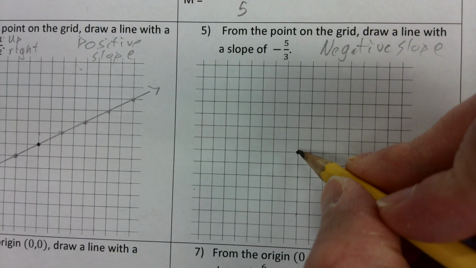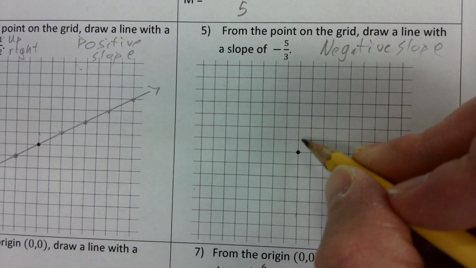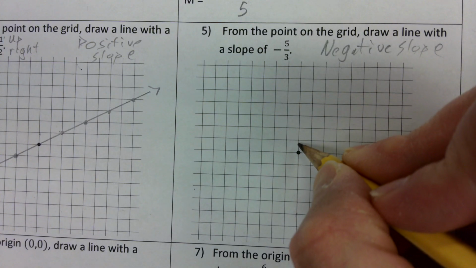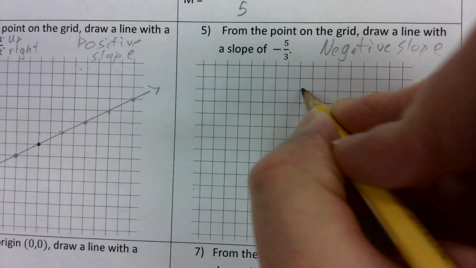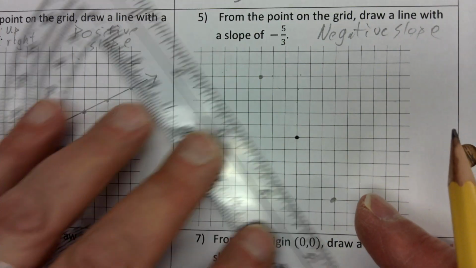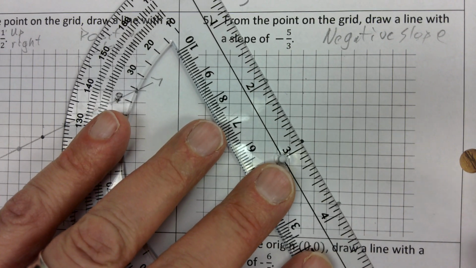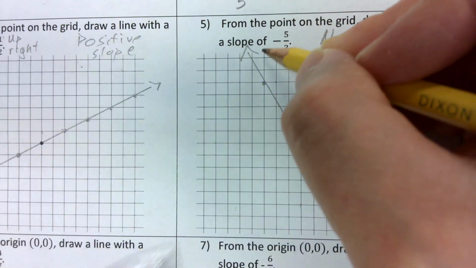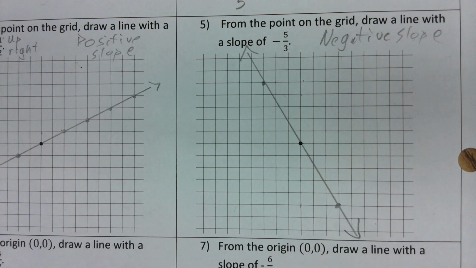And then to make my line even straighter, I'm going to reverse it. I'm going to go up 5 and left 3. So 1, 2, 3, 4, 5, and then 1, 2, 3 to the left. And you'll notice that it gives me a nice straight line right there, like so. Okay, again, negative slope, it's going down.